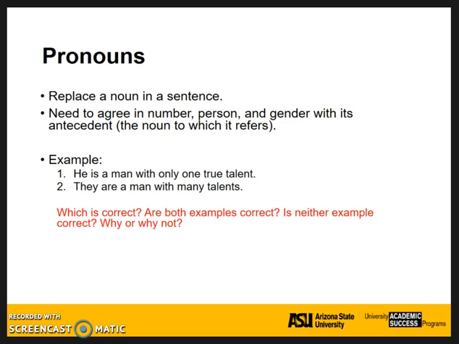In this case, number 1 is correct because the singular pronoun he is referring to the singular antecedent man. In number 2, the pronoun they is referring to the antecedent man. The antecedent man is singular, but the pronoun they is plural, thus being incorrect.